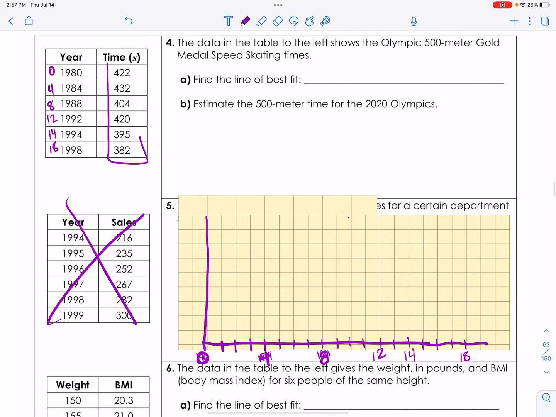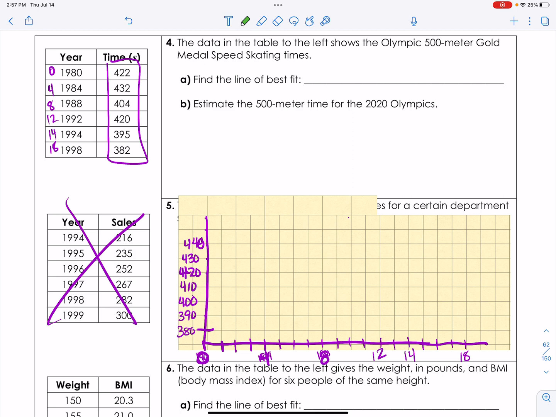These numbers are really between 400 and 382. So I'm just going to make this first one be, we'll say 380. And then we'll make this be, because it's only going to 420, we'll just go 390, 400, 410, 420. And then we'll say 430, because there's a 432, 440. Okay, so I'm going to use these. I'm just going to estimate it.